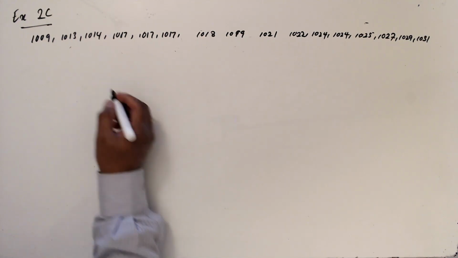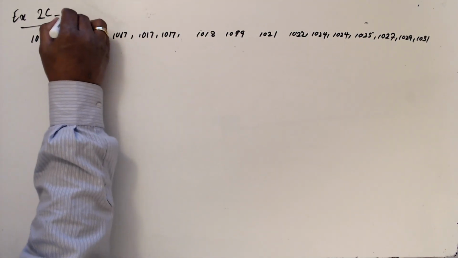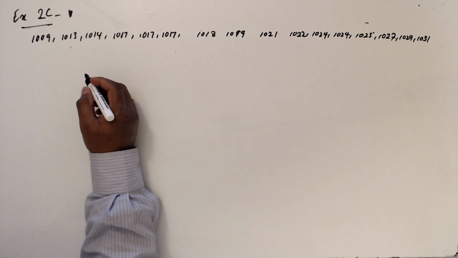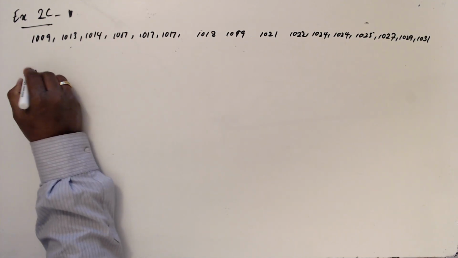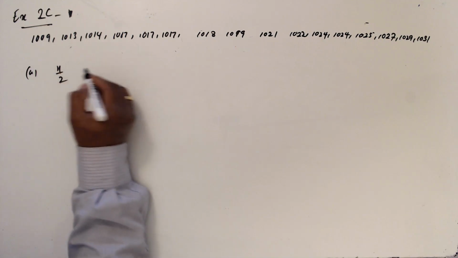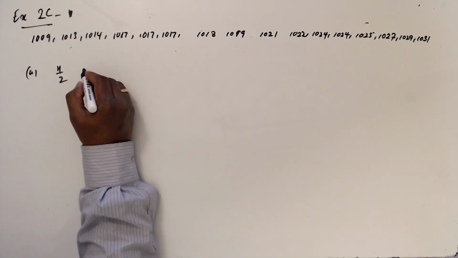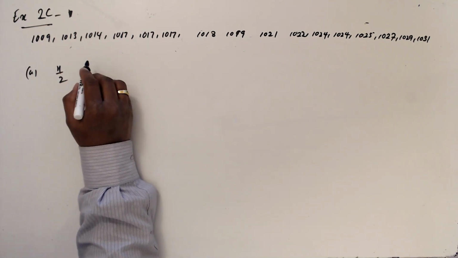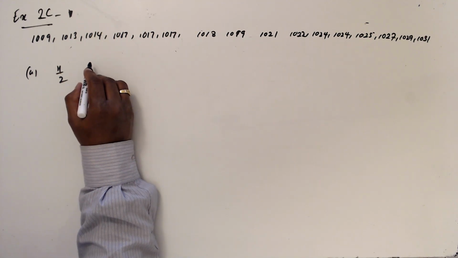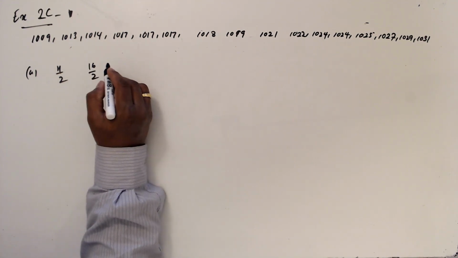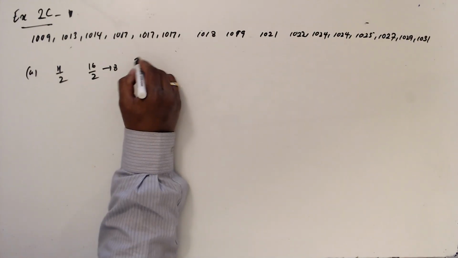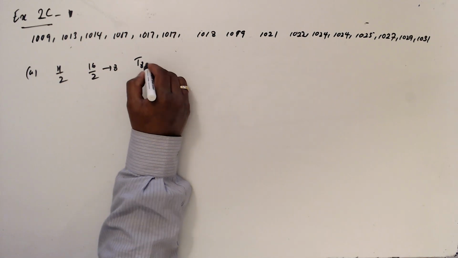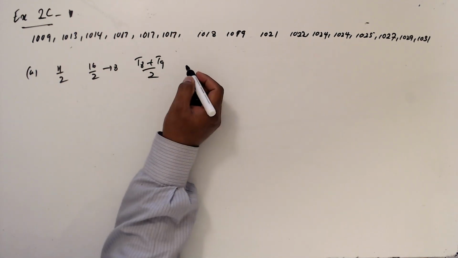Let's do exercise 1C, number one. In this data set, we want to find the median. N divided by 2 gives the median term. So this is going to be 16 divided by 2, which is 8. Then we have to select the T8 and T9 terms, and we want to get the average.